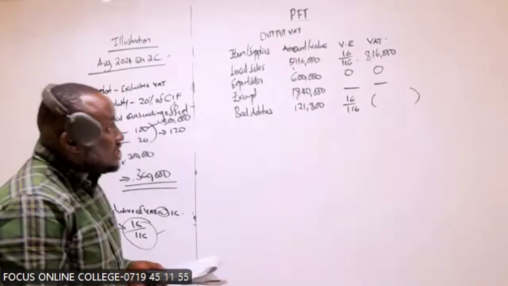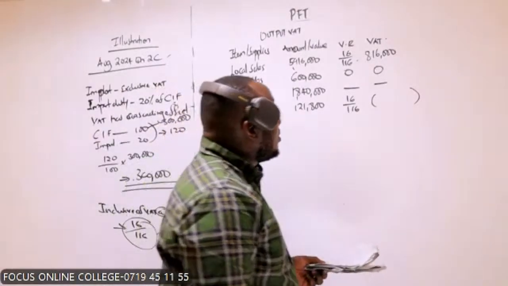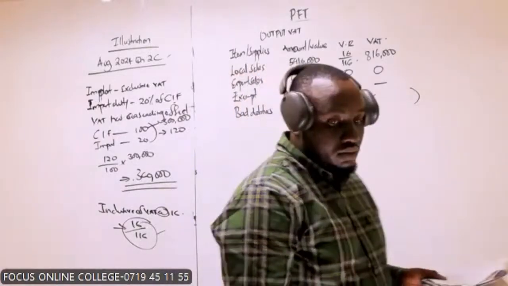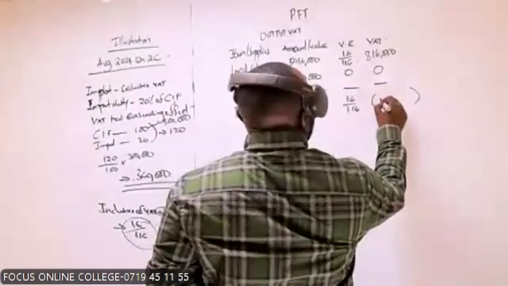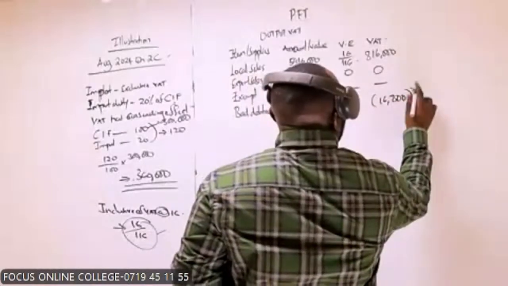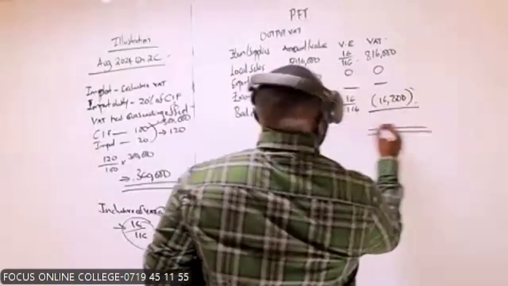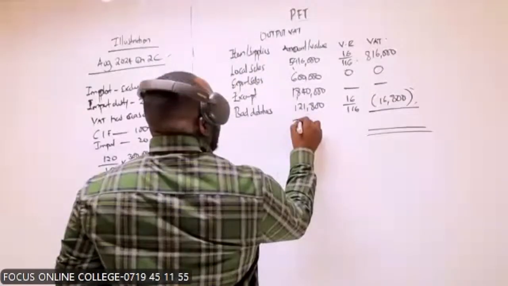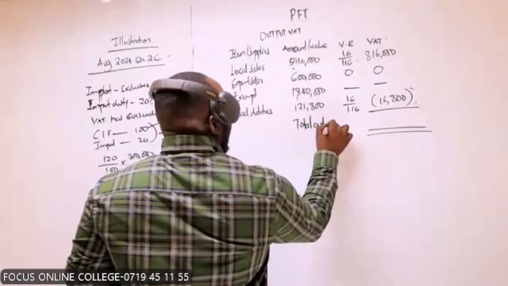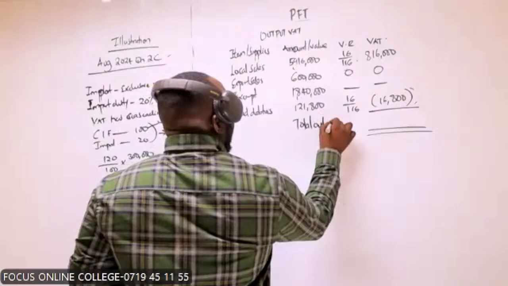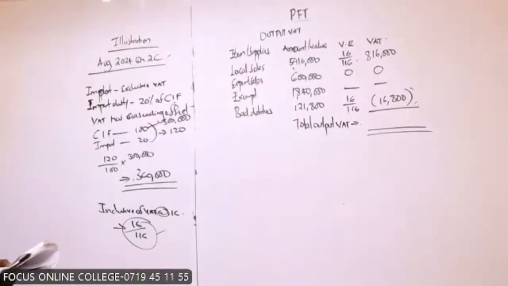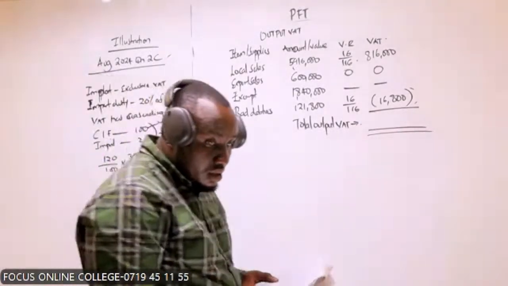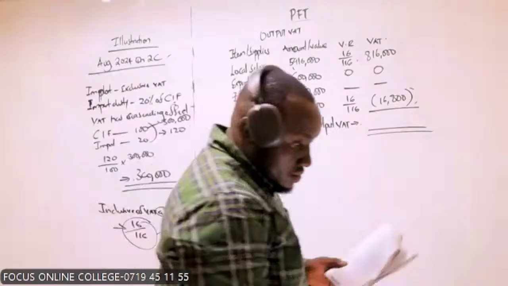So for the budget, that is 16,800. So then you get total output PT. Total output PAT. Total output VAT.